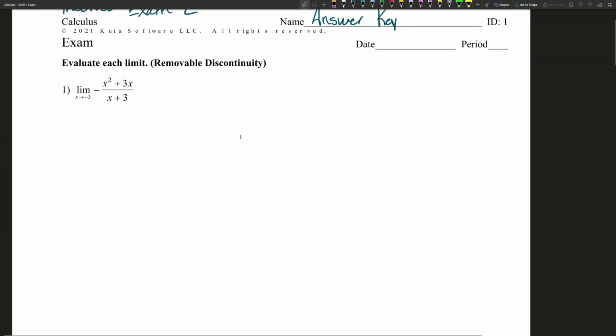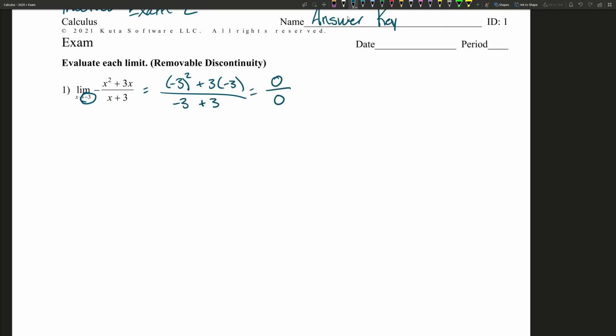All right. So the first question: the limit as x approaches -3 of negative x squared plus 3x over x plus 3. Normally in a limit, we plug the limit value into x, right? So if we do that, we get -3 squared plus 3 times -3 over -3 plus 3. You should notice that both the numerator and denominator go to 0. But the important thing here is that the denominator goes to 0.